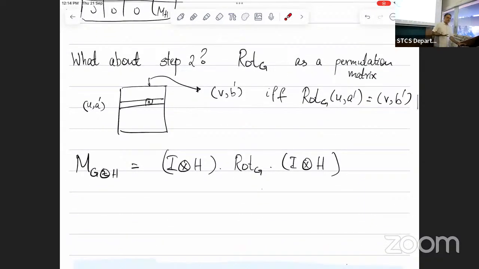Now I just want to get a sense of how I am going to analyze this. And this is the part where we're going to, oh sorry, I shouldn't be writing H, I should be writing M_H.